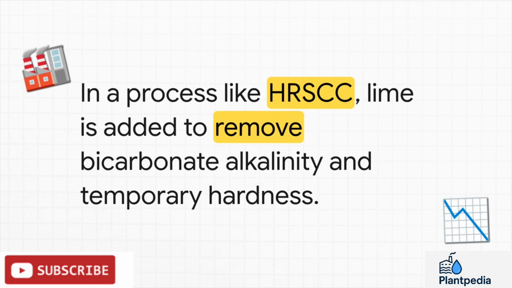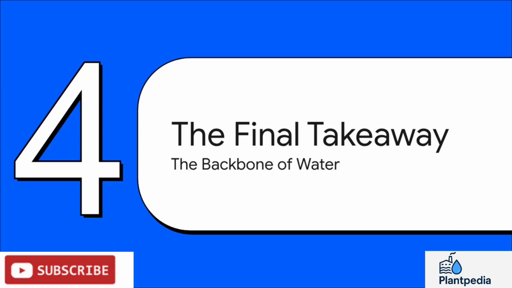Well, one common way to control it is with something called a high-rate solid contact clarifier, or HRSCC. Basically, it's a big tank where you add lime to the water. The lime reacts with the bicarbonates and turns them into solids, which you can then just remove. It's a pretty direct way to knock down both hardness and that extra alkalinity before it can cause any real damage. All right, let's wrap this up.